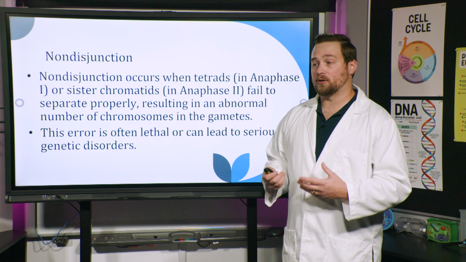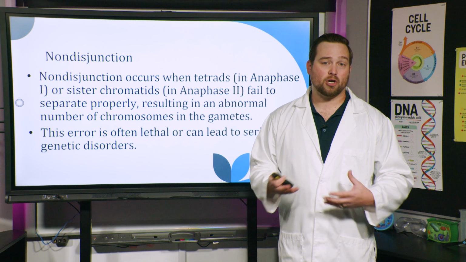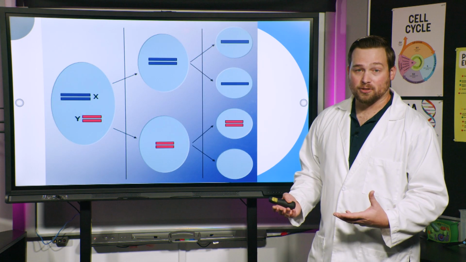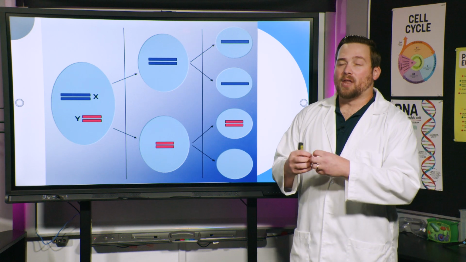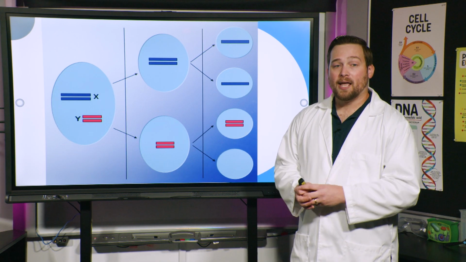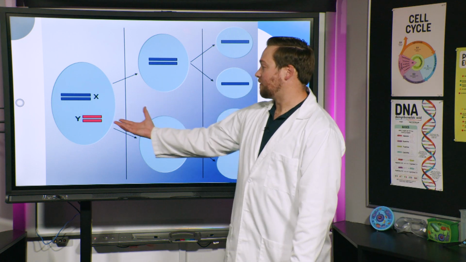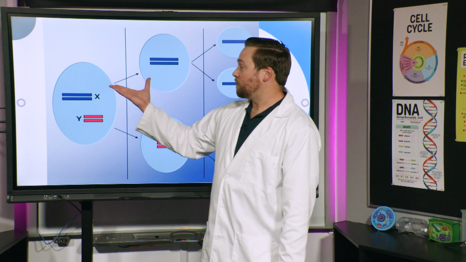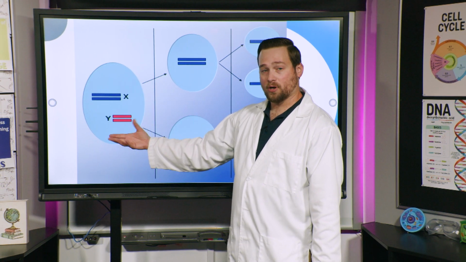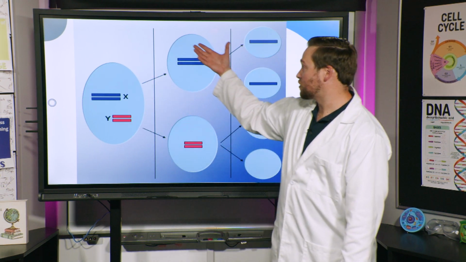So let's take a better look at what's happening in non-disjunction and what kind of problems it can lead to. So here's an overview of non-disjunction, okay? Non-disjunction basically means it's not separating properly, right? And so what's happening here, let's go through this flow chart. So we've got this chromosome. It's got an X chromosome and a Y chromosome. We're going to duplicate them so that we can start to divide.